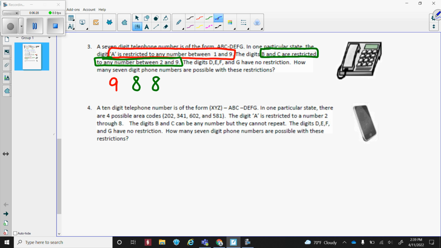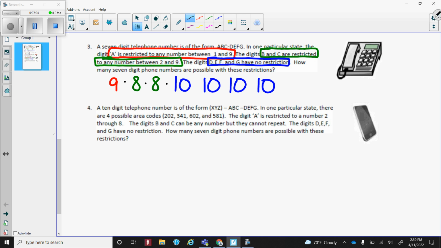The last thing that it tells us is that D, E, F, and G have no restriction. What that means is that it can be any digit. In total, there are 10 digits: 0, 1, 2, 3, 4, 5, 6, 7, 8, and 9. So for D, we put 10. E, we put 10. F, we put 10. And G, we put 10.